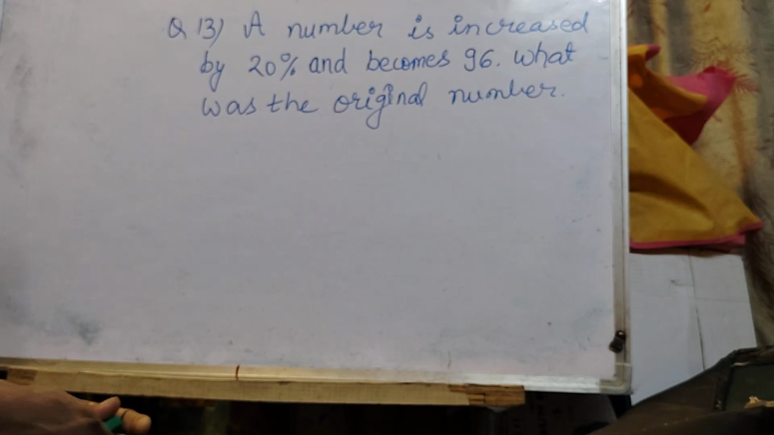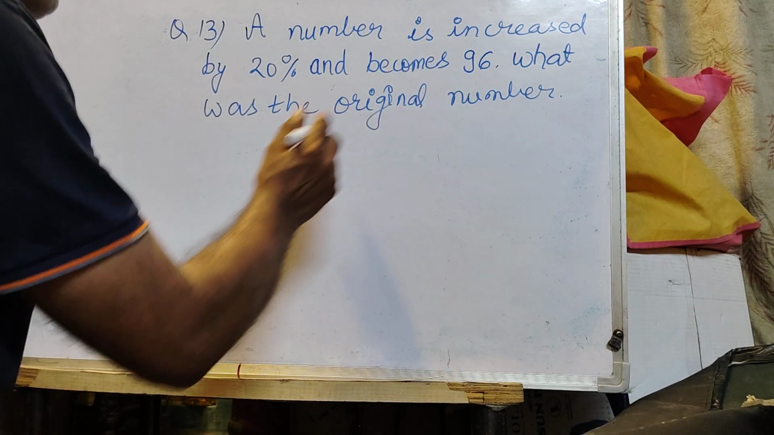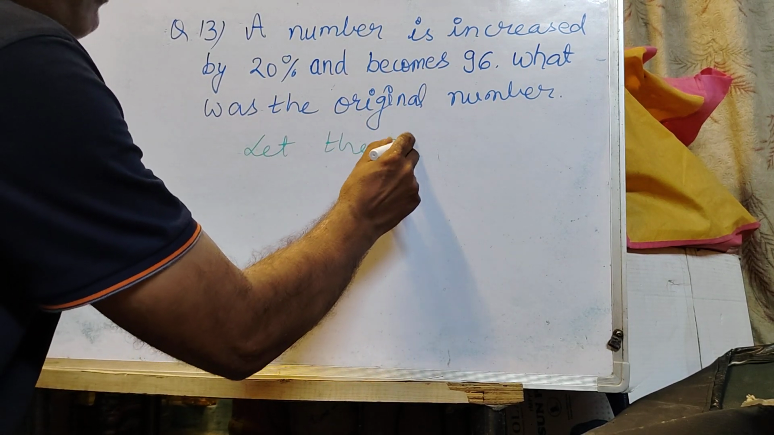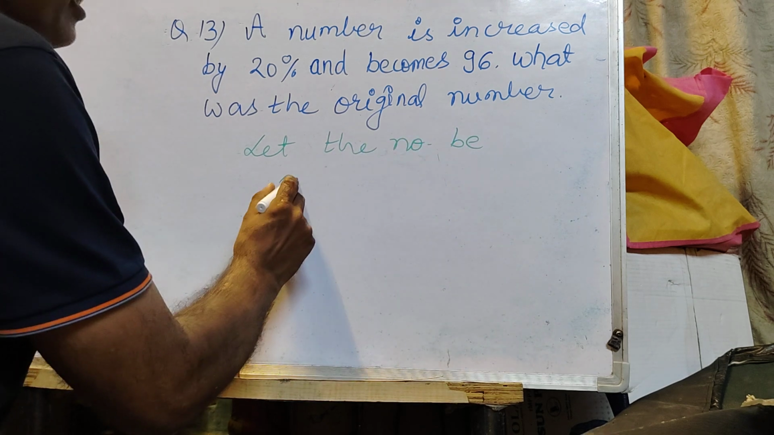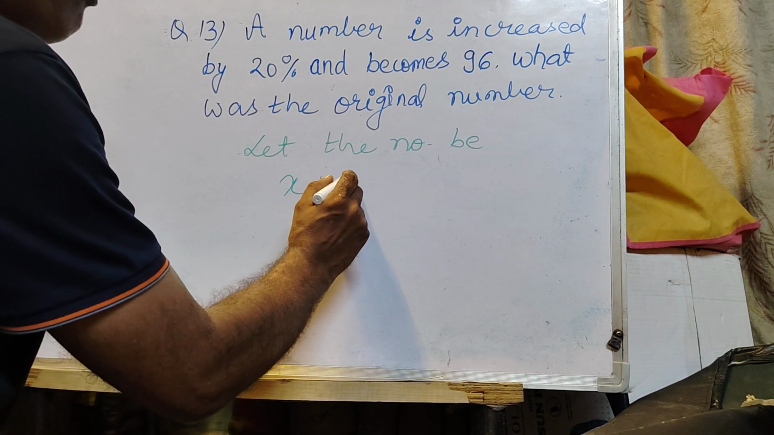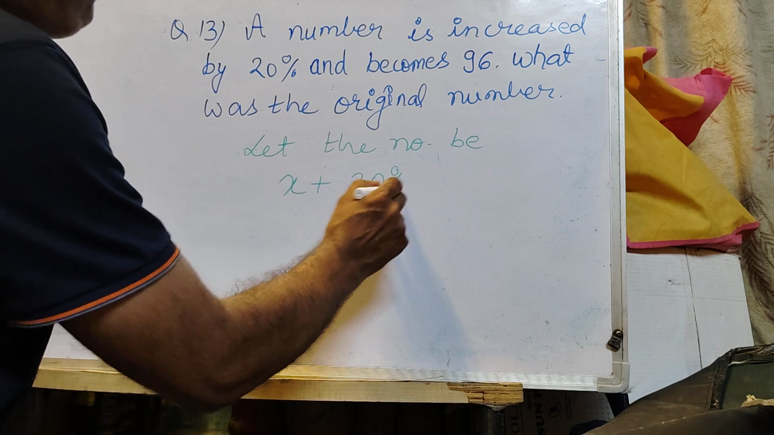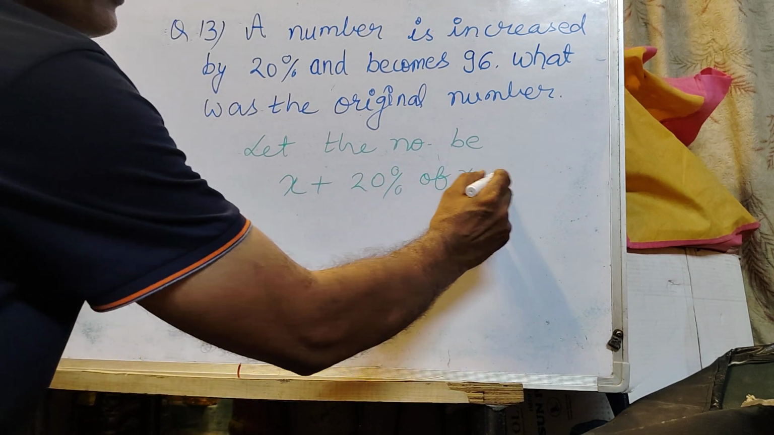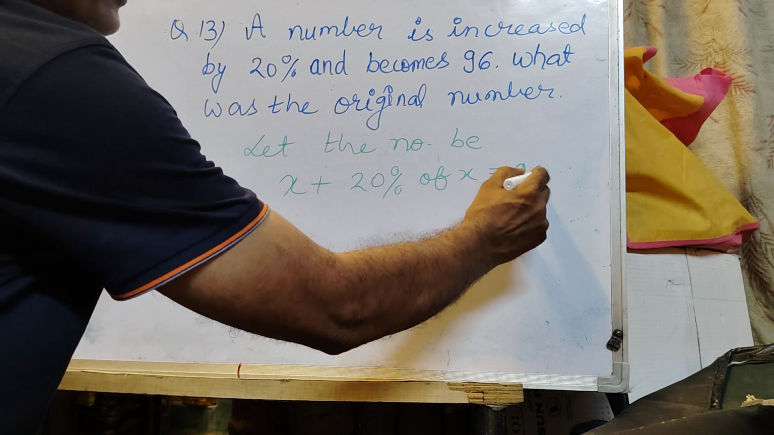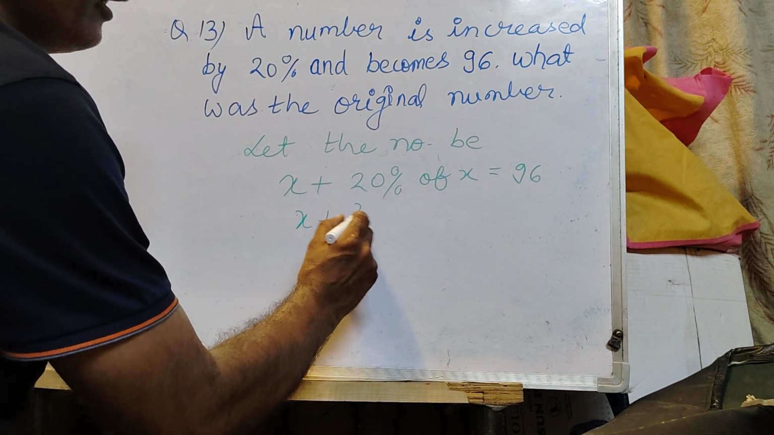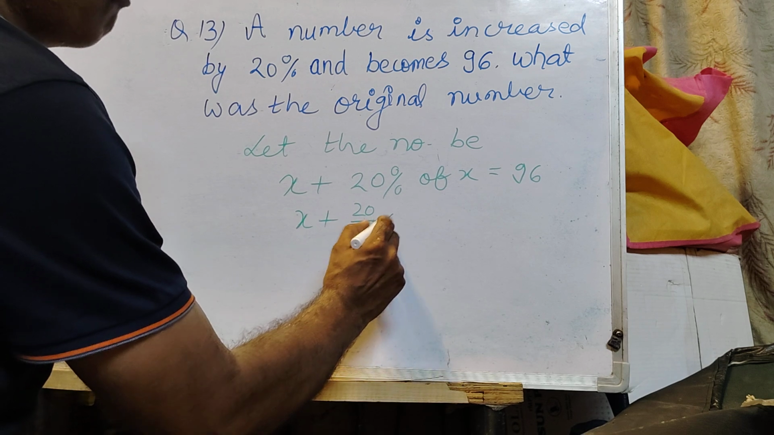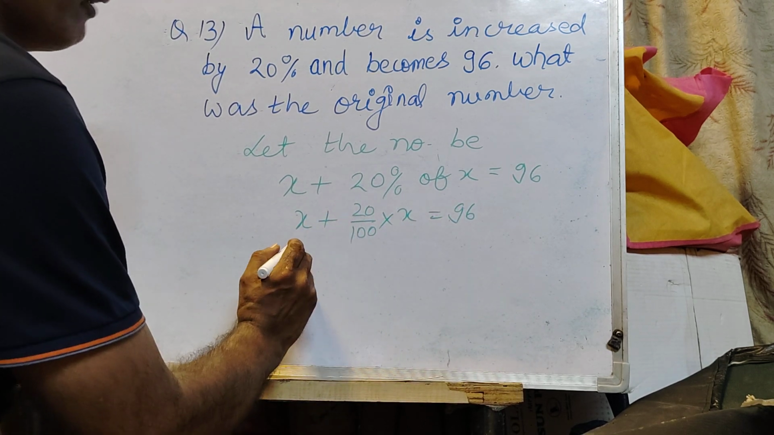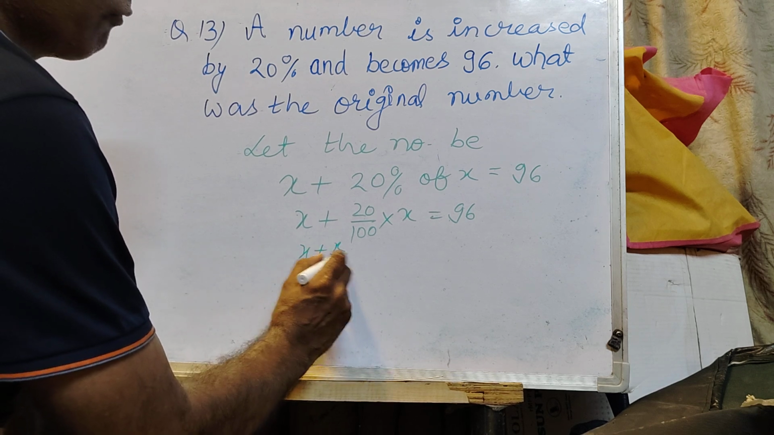In the 13th question, a number is increased by 20% and becomes 96. So let the number be x. Now since this x is increased by 20%, we write plus 20% of x. Add means increase, and it becomes 96. So we solve 20%: percent means over 100, of means into, equal to 96. So it gives us 1 over 5. So it becomes x over 5.